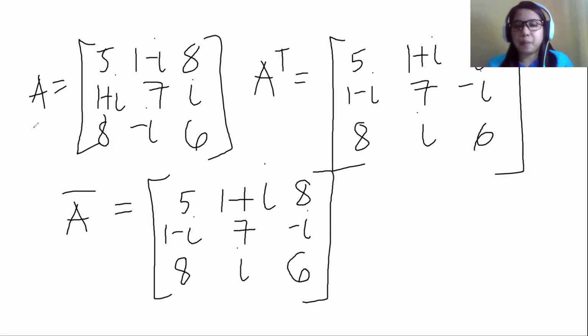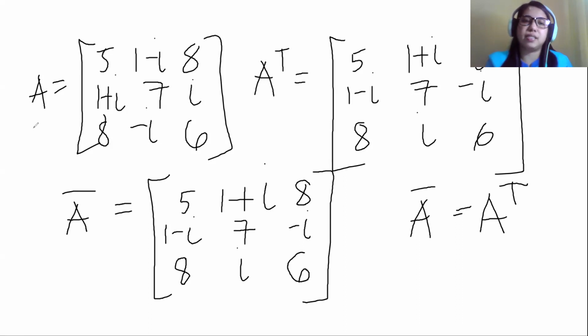Now in our definition, if the conjugate of matrix A is equal to the transpose of matrix A, it is a Hermitian matrix. So this is an example of a Hermitian matrix because, as you can see here, the corresponding entries of the transpose of A and the conjugate of A are all equal.